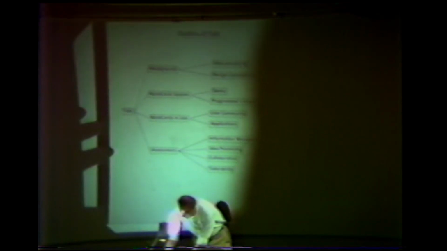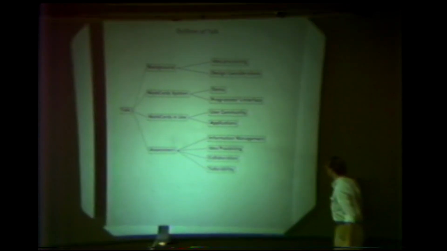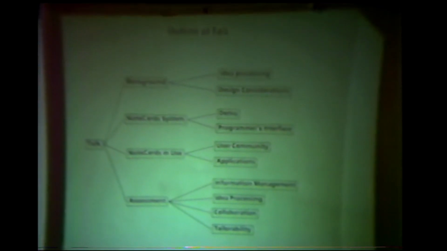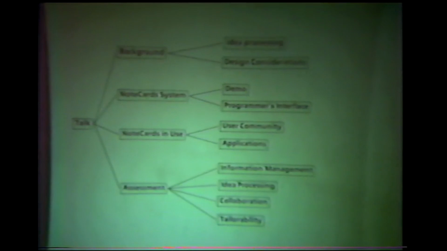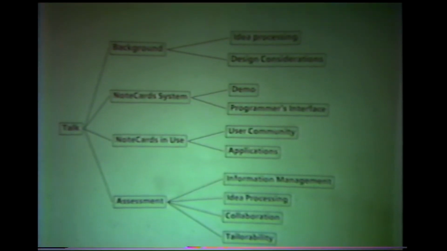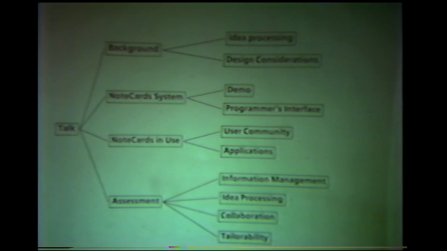Okay, so here's an outline, done the right way in Notecards, of the talk. I'll start out with a little background about idea processing and what design considerations that suggested to us. I'll give a demo of the Notecard system, talk about some programmer's interface. Then I'm going to talk about Notecards in use and what applications it's been put to. And finally, I'm going to do an assessment along four dimensions of Notecards. And so that's a high-level overview of the talk.